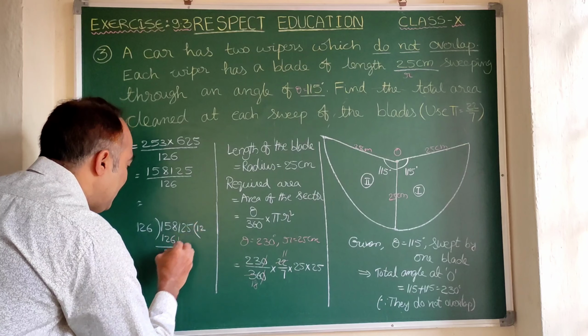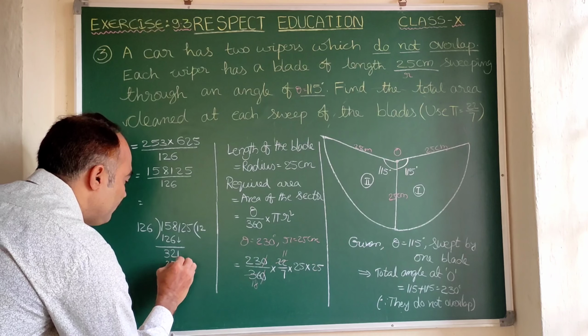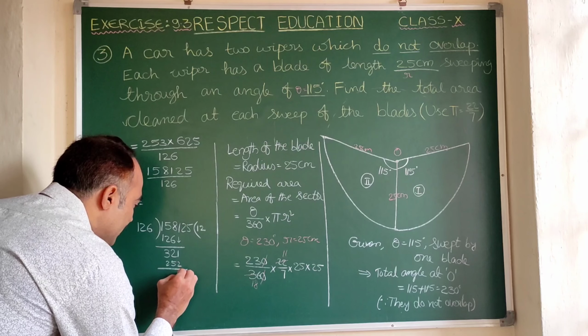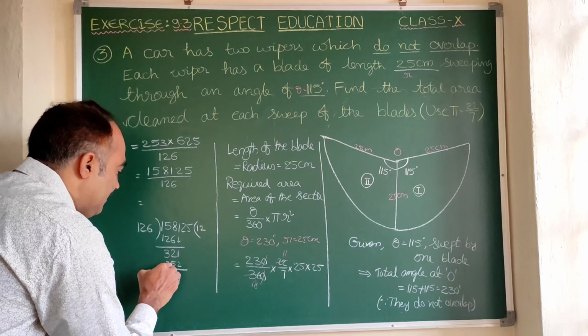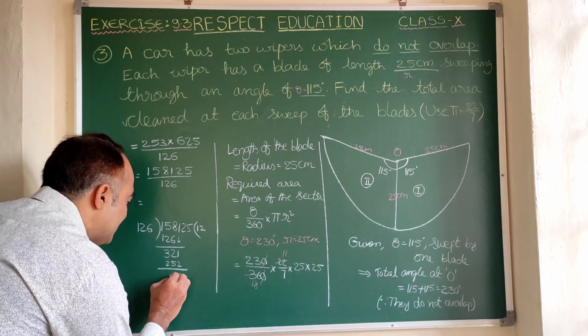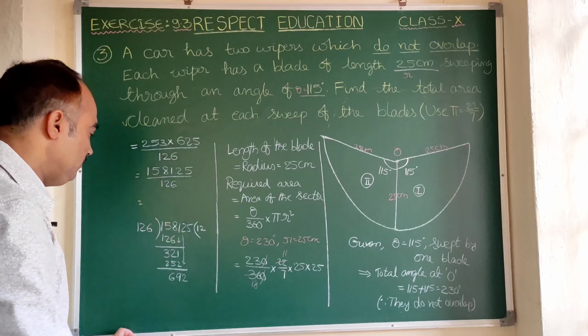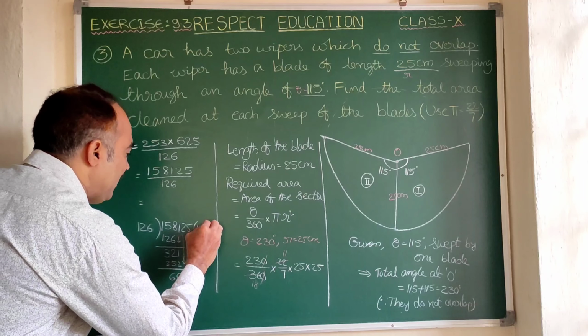126 2s are 252. So on subtraction we get 11 minus 2 is 9. This is 31. 31 minus 25 is 6. Let us drop this 2. 692.